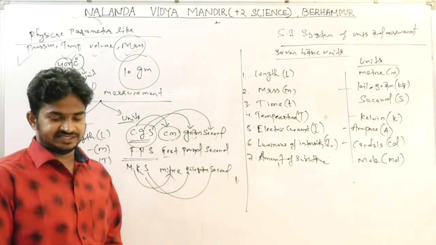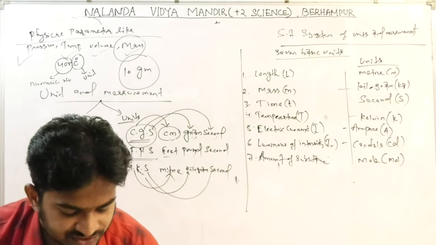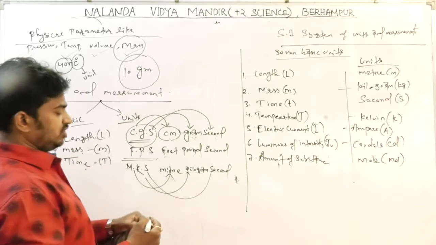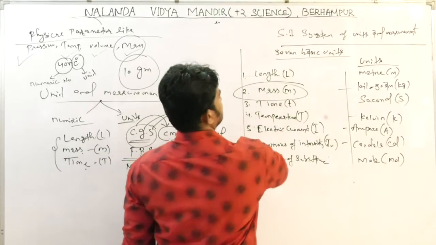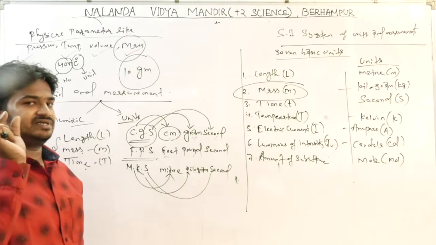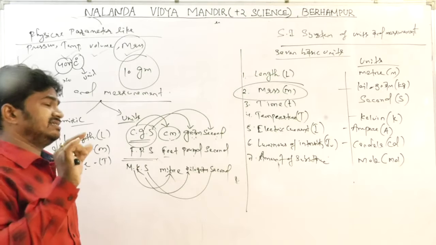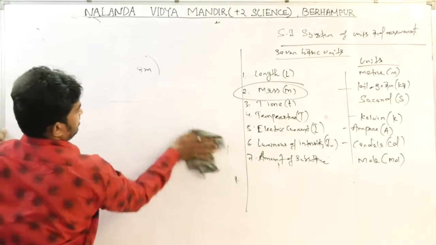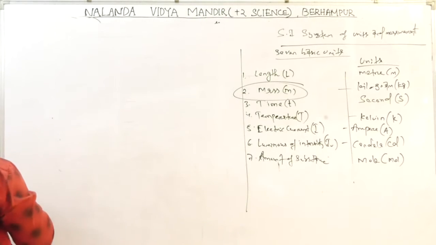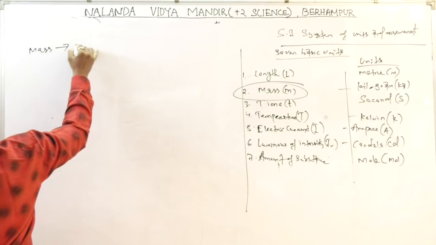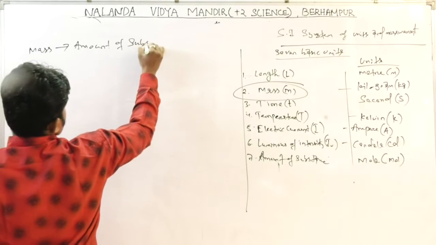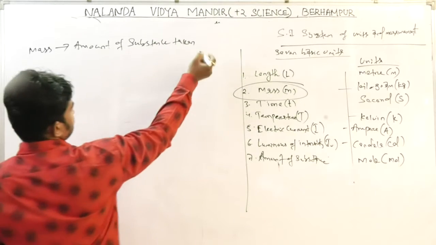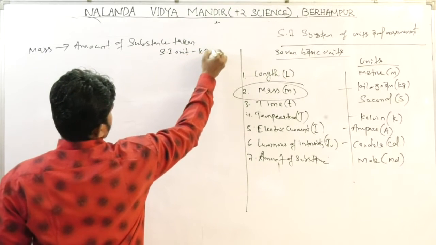Now let us move on to some commonly used physical quantities, that is volume and mass. If we talk about mass, you may hear similar words with different meanings, mass and weight. Mass means the amount of substance taken, whose SI unit is kg, kilogram.